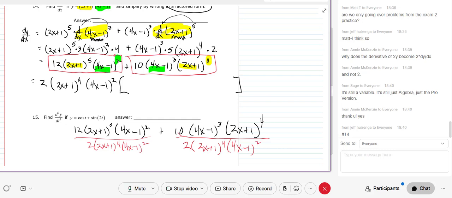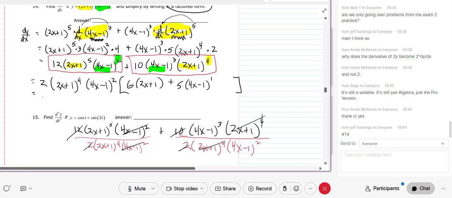Okay, so I've got that. Now I'm just going to simplify it. So 12 divided by 2 is 6. 4x minus 1 to the second crosses out. And then you'd be left with just a 2x plus 1 because you have 5 on the top and 4 on the bottom. Okay, and then over here you got 10 divided by 2 is 5. Again, notice that the 2x plus 1s cancel out. And then you would have 4x minus 1 to the first power because you have a third power and a second power like that. Okay, that's the hardest part of the problem that I find for most students.